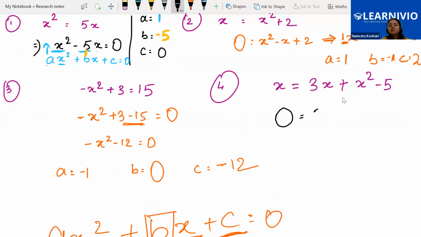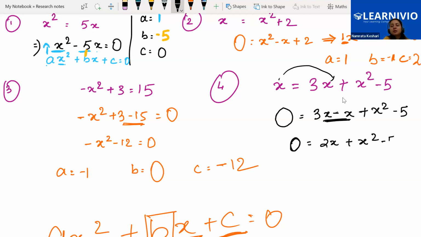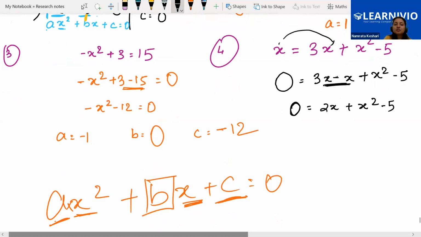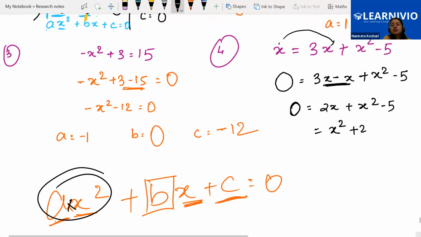A is 3, 3x. This x is going to that side. It will become plus x or minus x? Minus x. Minus x plus x square minus 5. Now tell me, 3x minus x is what? 2x. 2x plus x square minus 5. But standard format has the x square term first. So no worries, we will write x square first, then plus 2x, then minus 5. Now it looks like a standard format.